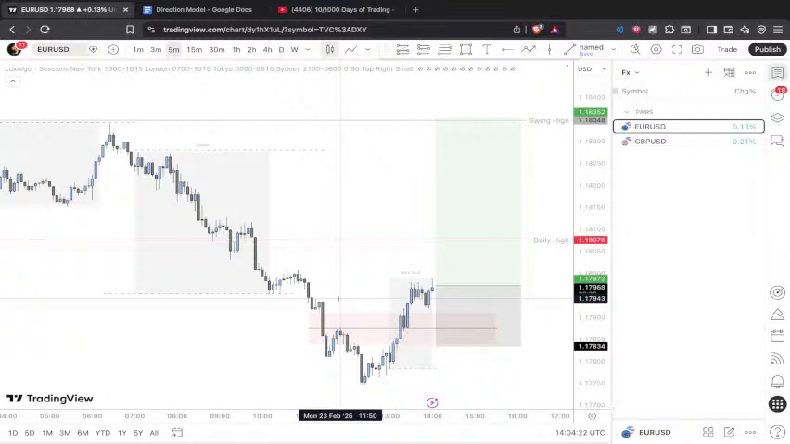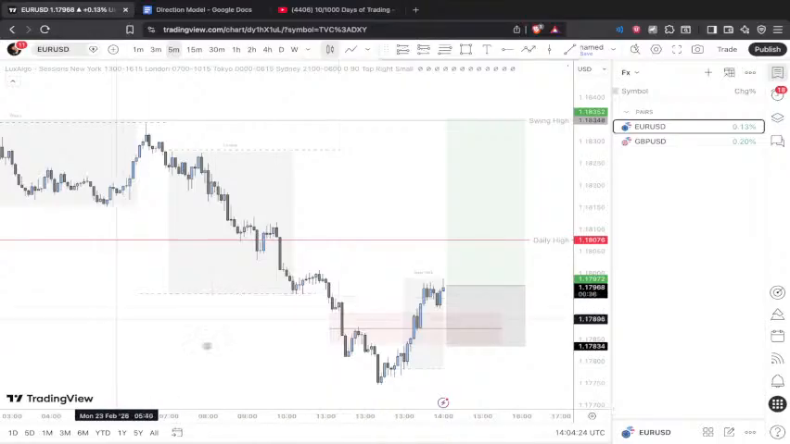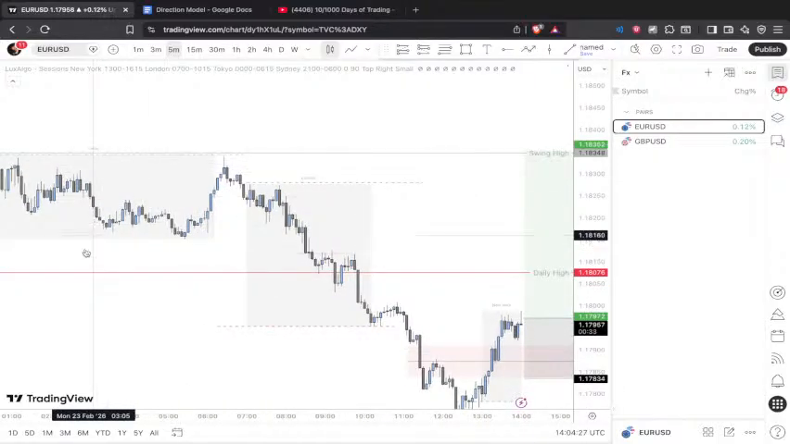When you see the Asia range, as an example, it's an example of that accumulation or order collection.